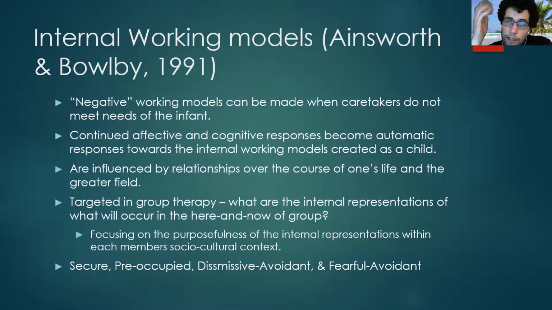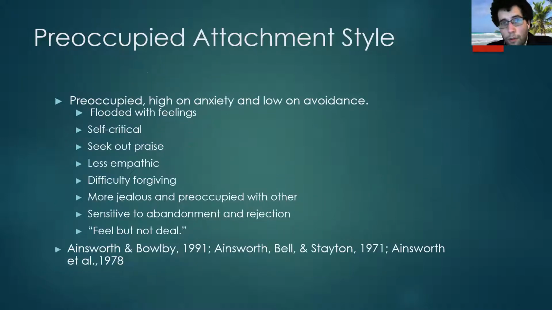So the attachment styles that we know are secure, preoccupied, dismissive avoidant, and fearful avoidant. Those are the four main types, and we'll just cover a couple of them very briefly. The preoccupied attachment style they describe as high anxiety, low avoidance. And again, with any of these labels, it's not one size fits all, but something to see a connection to certain patterns. So people who feel flooded with feelings, seek out praise, desire and crave caring from others, and can be self-critical and sensitive to abandonment and rejection, that can be something considered a preoccupied attachment style.